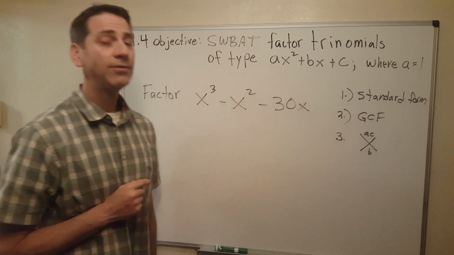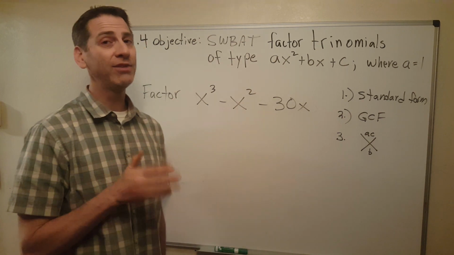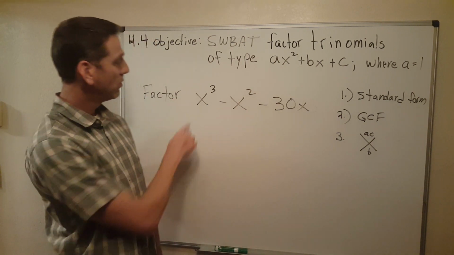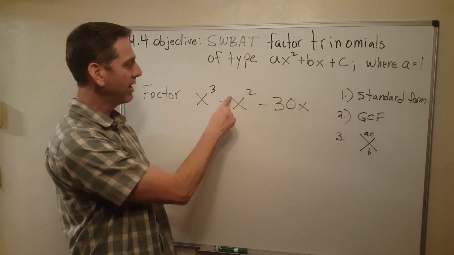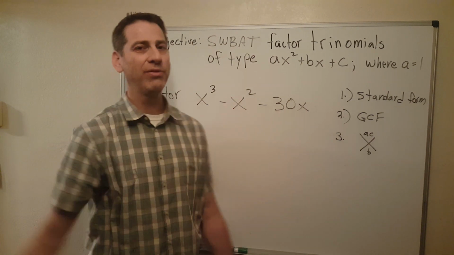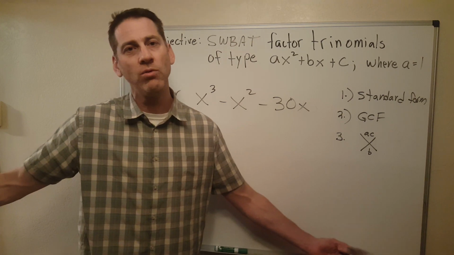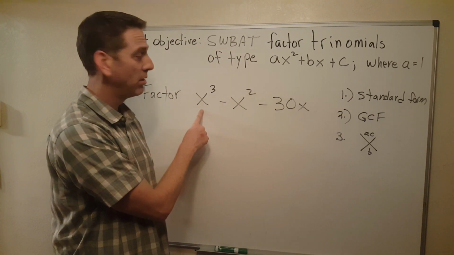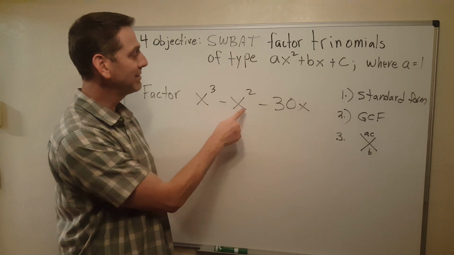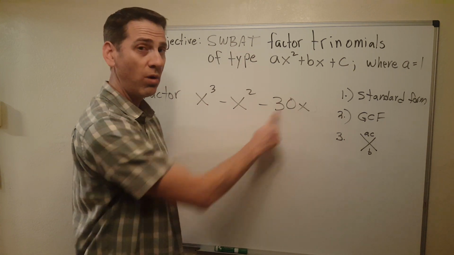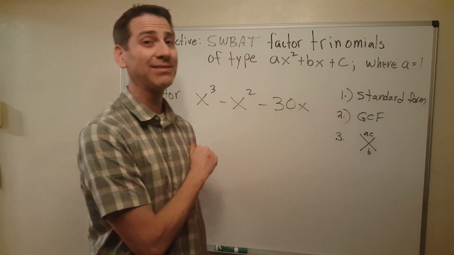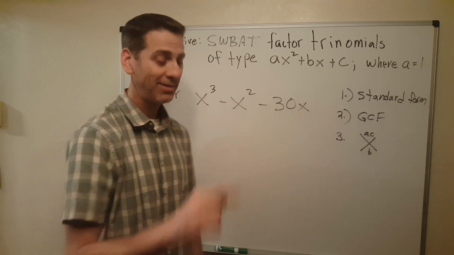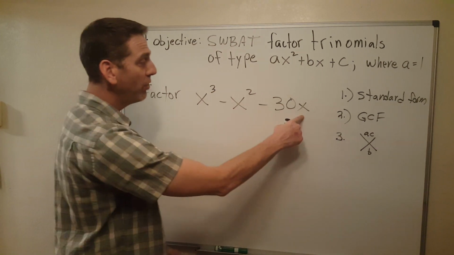Second, find the greatest common factor if possible. Do I have a greatest common factor here? Well, this is a 1, and that's a negative 1, and that's a 30. The only thing they have in common is a 1, and that doesn't count. How about the x's? Do they have an x in common? Well, this guy's got 3 x's, this guy has 2 x's, and this guy has 1 x. They all have an x in common. They only have 1 x in common, right? So I'm going to pull that x.